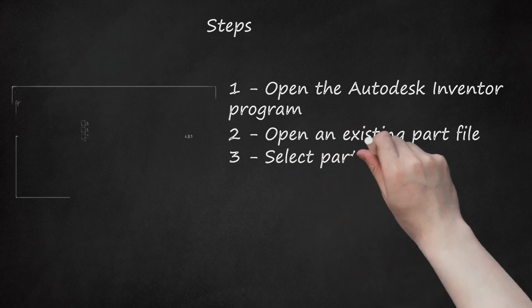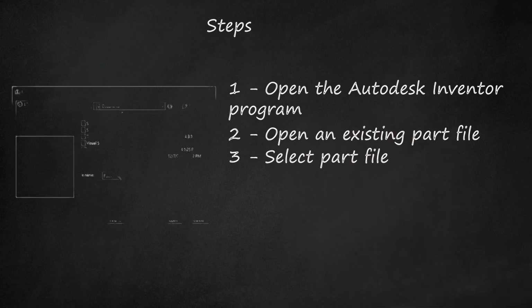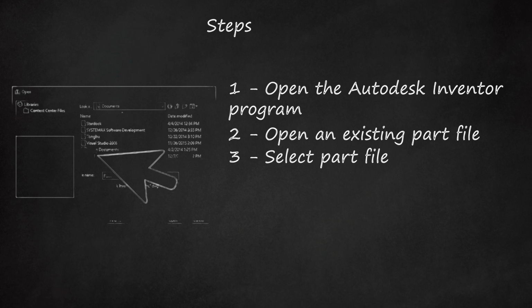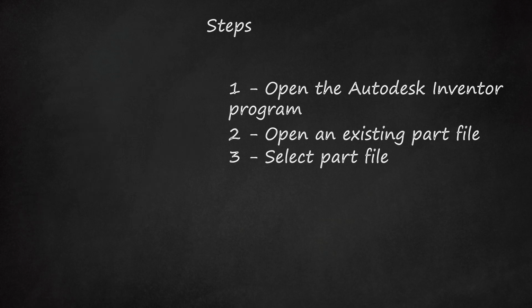3. Select part file. Upon clicking the Open icon, a dialog box will pop up on the screen. Locate the part file you would like to extrude text onto and click the Open button in the bottom left corner of the dialog box.